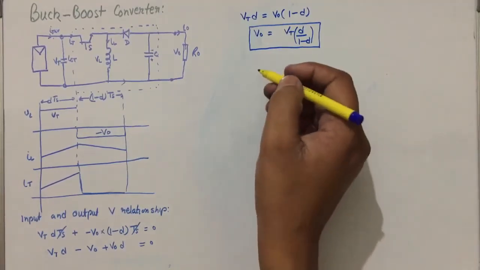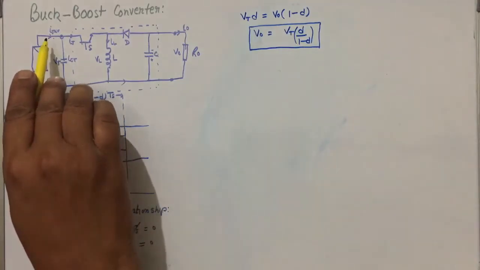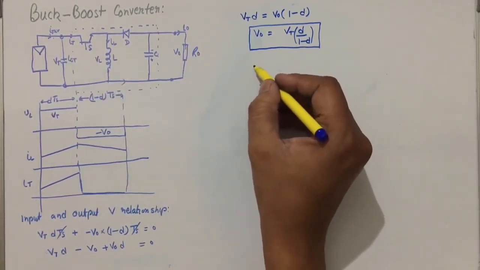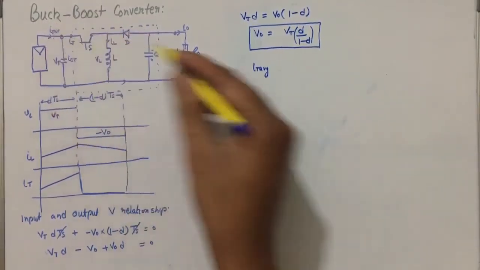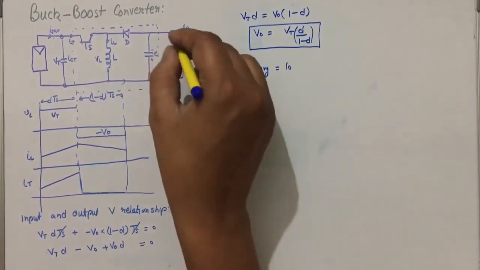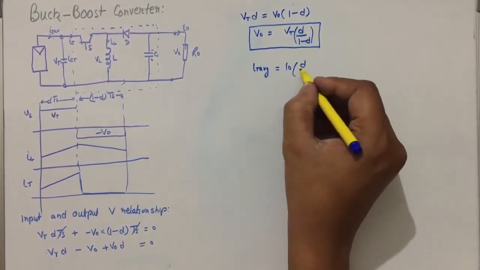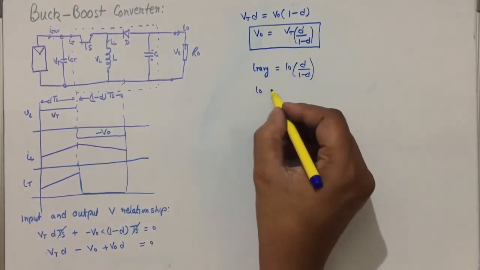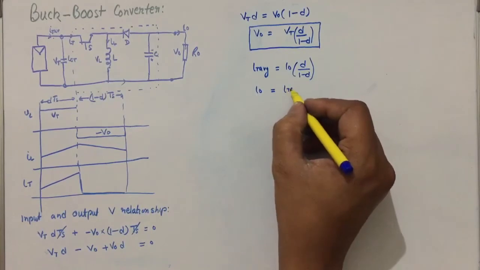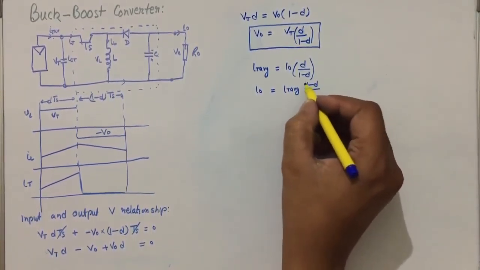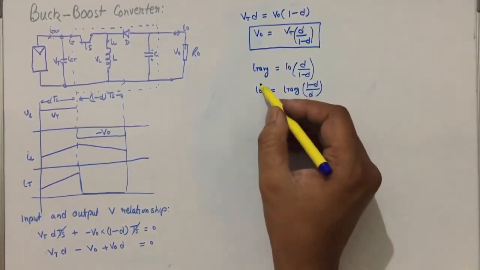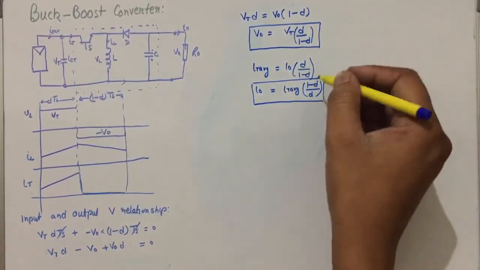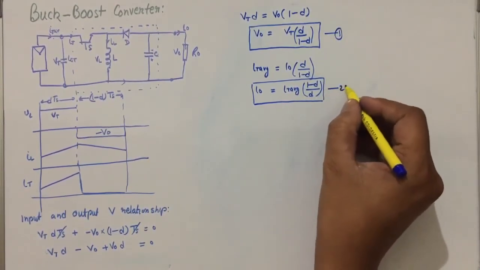And similarly, if we try to find the relationship between the terminal current, that is IT average, and I naught, then we have IT average equal to this current that is flowing from here times D divided by 1 minus D. If we further simplify, we have I naught is equal to IT average times 1 minus D divided by D. So we have these two relationships for voltage and current, between the load current and the average terminal current.